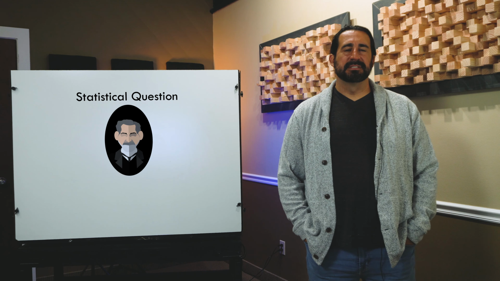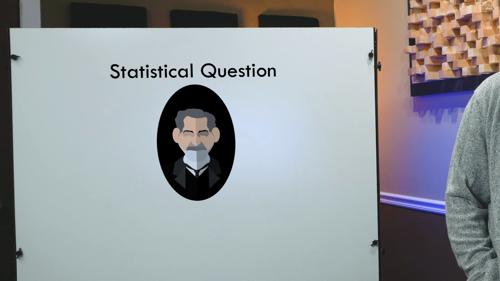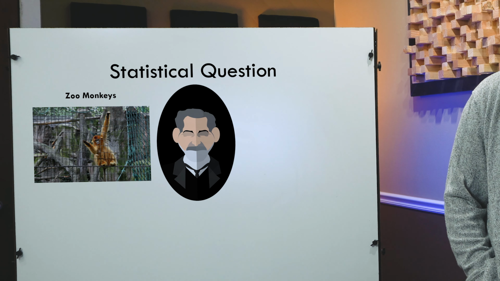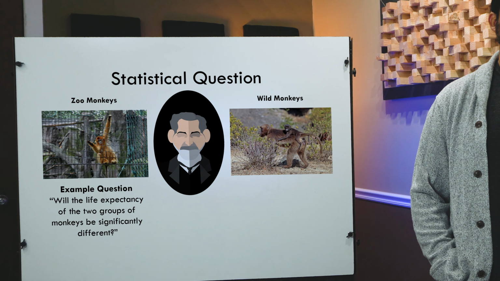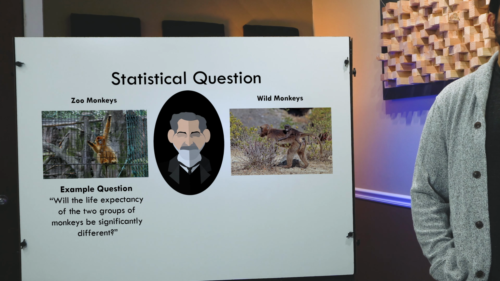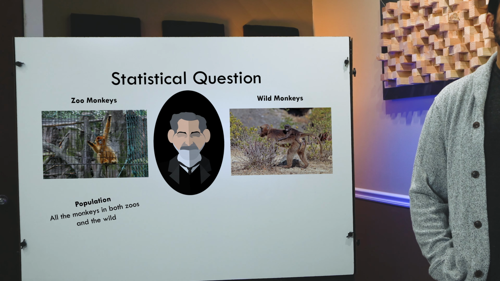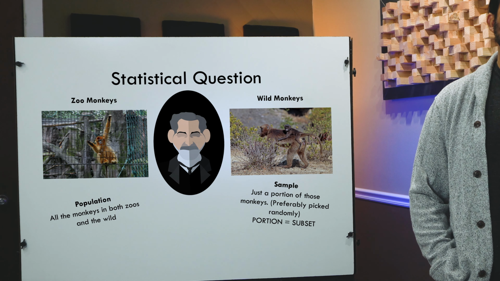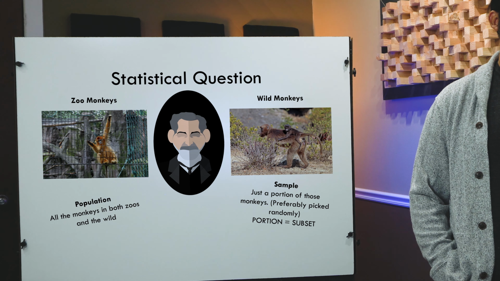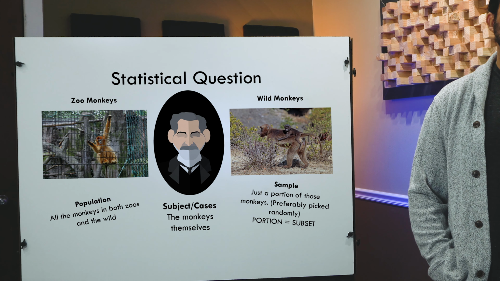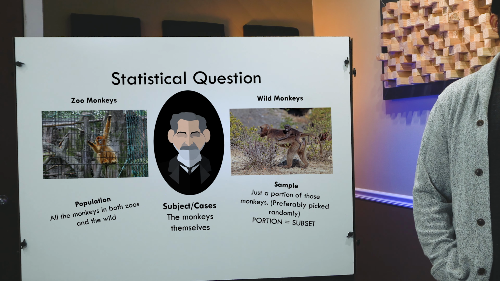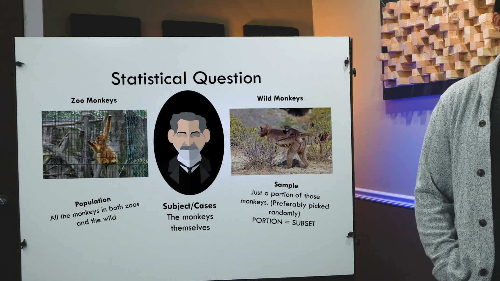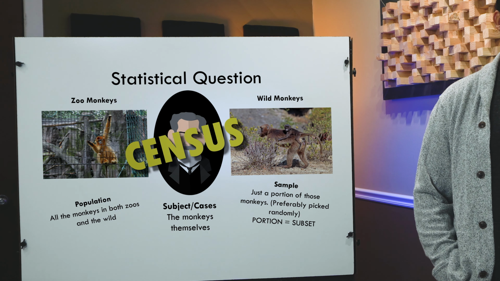Let's say we're zoologists and we want to understand the health status of monkeys in zoos compared to monkeys in the wild. The statistical question in this scenario could be, does zoo life have a negative impact on monkey health? The population would be all monkeys in both zoos and the wild. A sample would be just a portion of that population. Subject cases, well, in this example, the monkeys. If we collect data from every subject in a population, then this study is called a census.